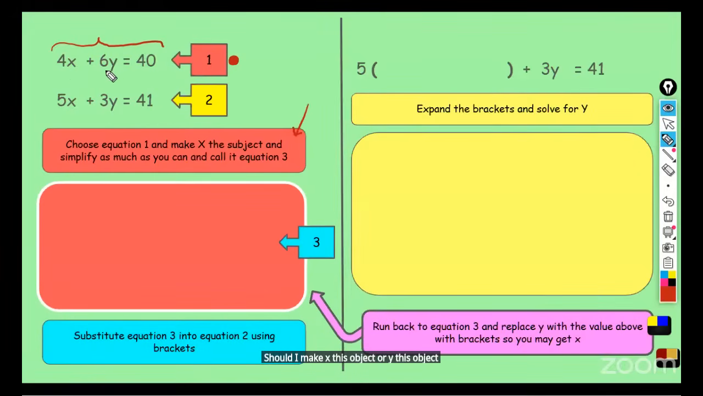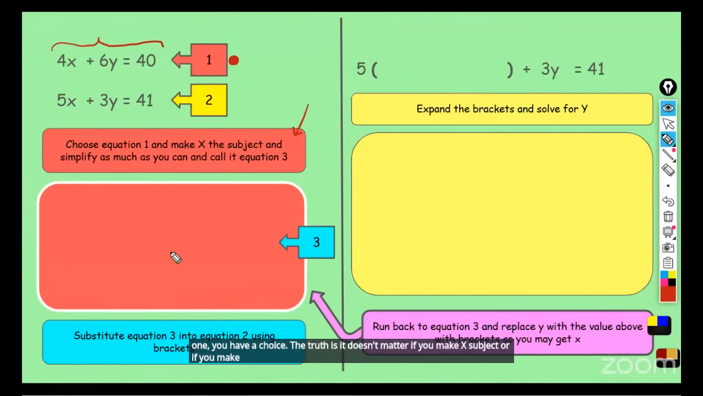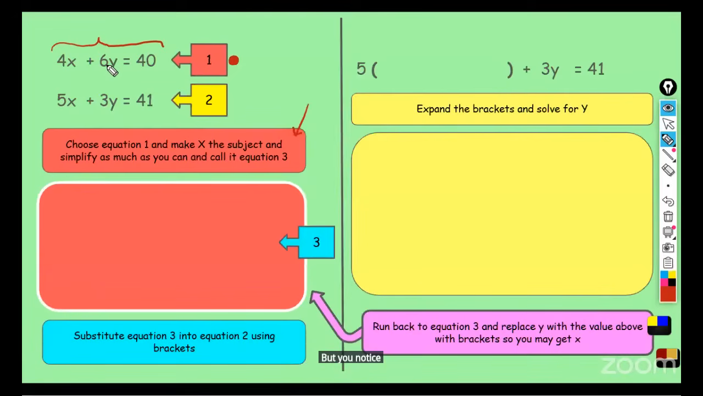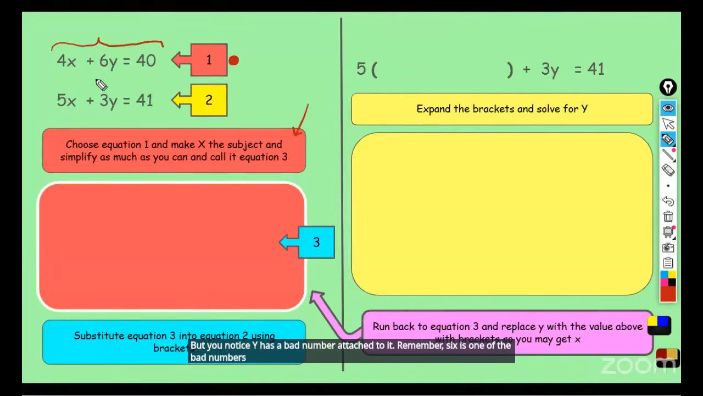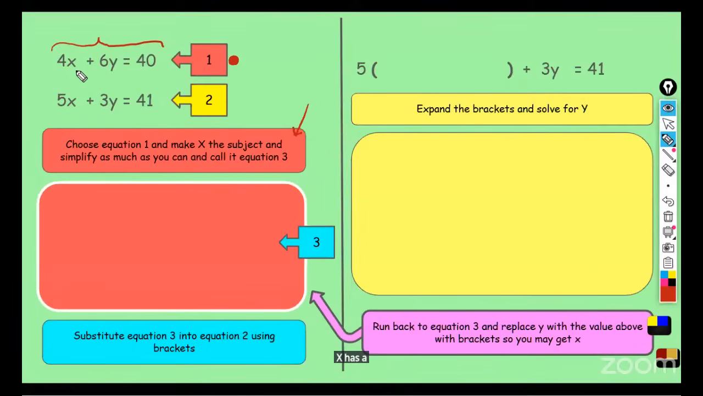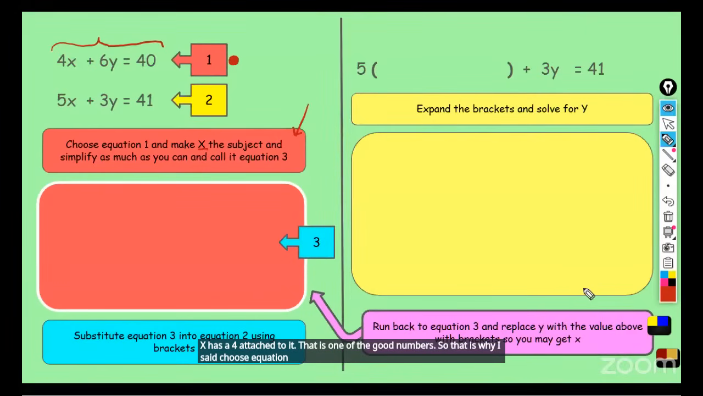You see, when you choose equation 1, you have a choice. The truth is, it doesn't matter if you make X the subject or if you make Y the subject. But you notice Y has a bad number attached to it. Remember, 6 is one of the bad numbers. X has a 4 attached to it. That is one of the good numbers. So that is why I said, choose equation 1 and make X the subject.